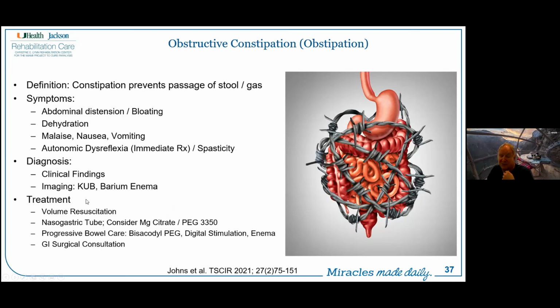So the typical treatment to manage these folks is going to require volume resuscitation with IV fluids, a nasogastric tube to try to decompress the upper GI tract, progressive bowel care, including bisacodyl suppositories, digital stimulation, and an enema. And it may require surgical consultation.